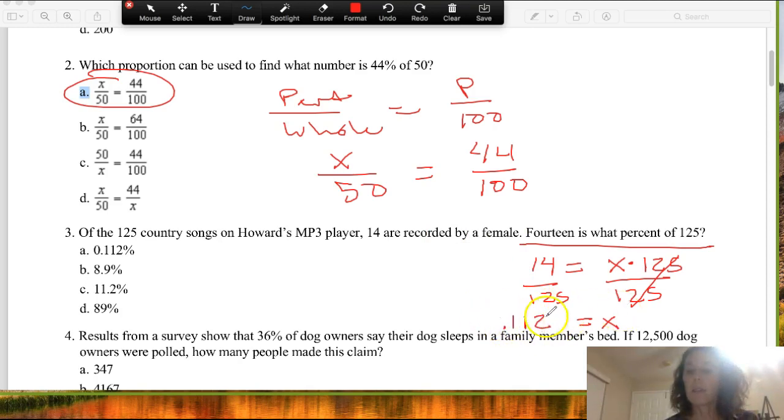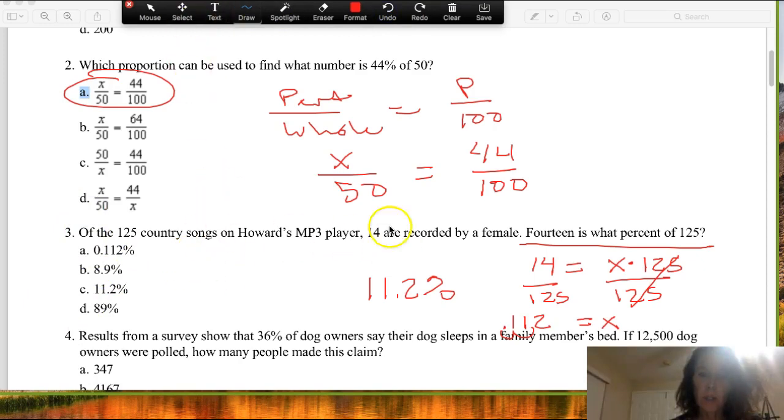I'm going to get 0.112. Now this is as a percent, so to change from a decimal to a percent, I move over 2 places. So this would be 11.2%. And there it is, C, 11.2%.